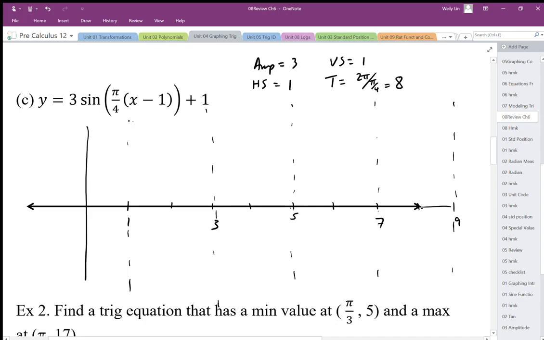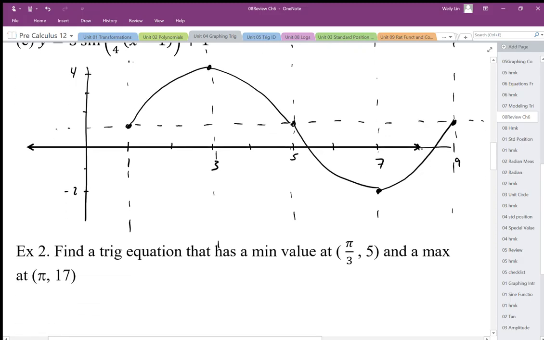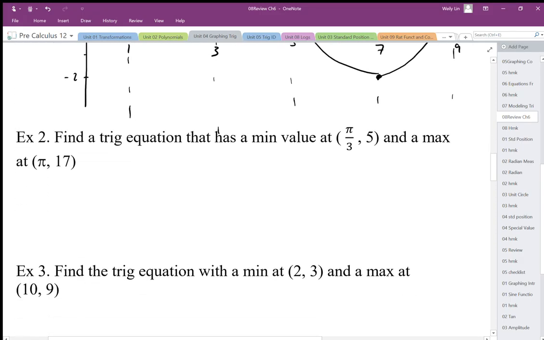My vertical shift is +1. I have to make sure that I can accommodate my amplitude of 3. So I'm going to go down to -2 and up to +4. It's a sine graph, so I start in the middle, go to the max, back to the middle, down to my min, back to my middle, and sketch in my 4 quadrants. Okay, there we go.